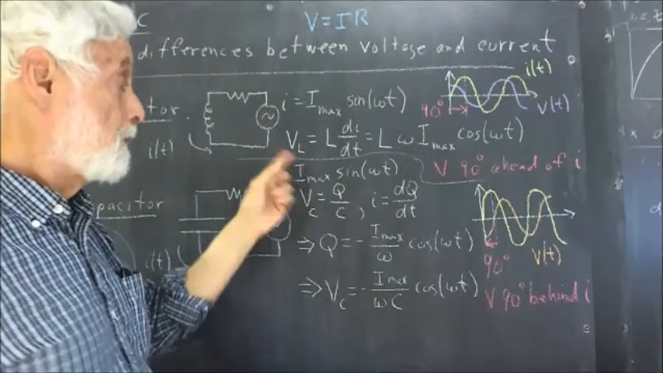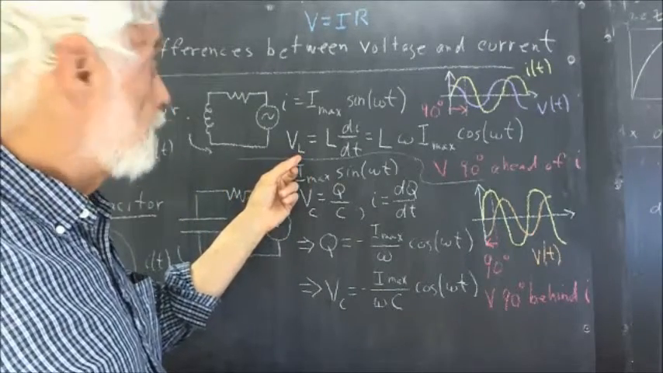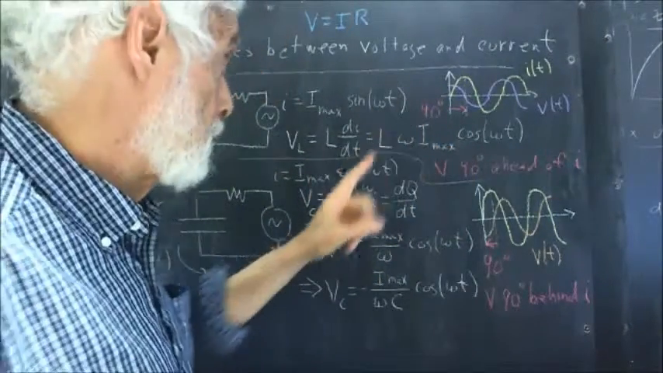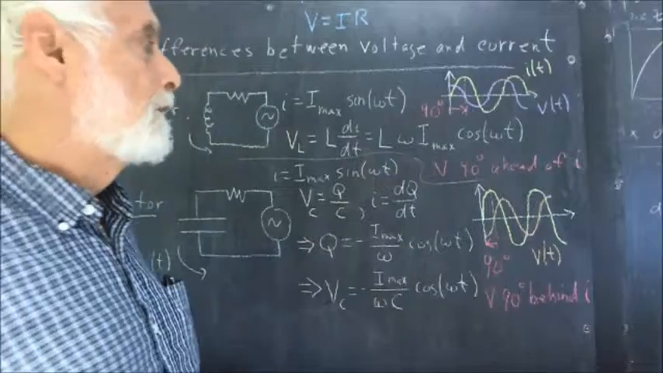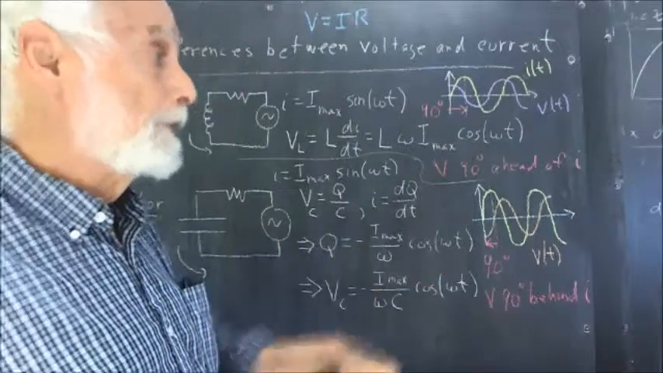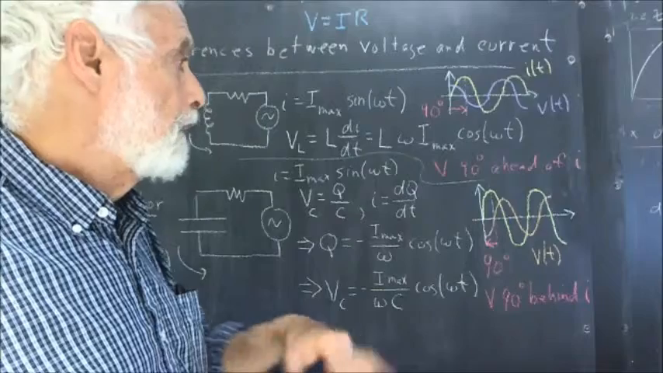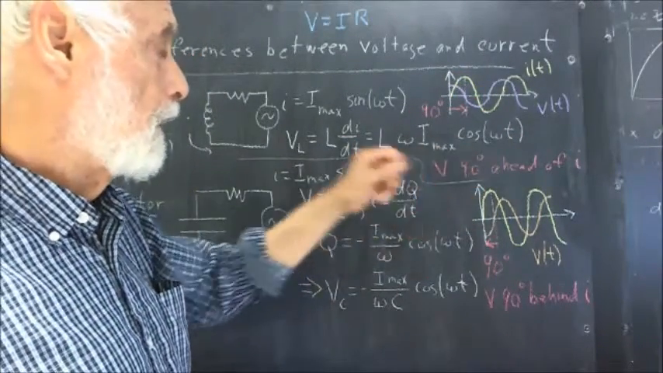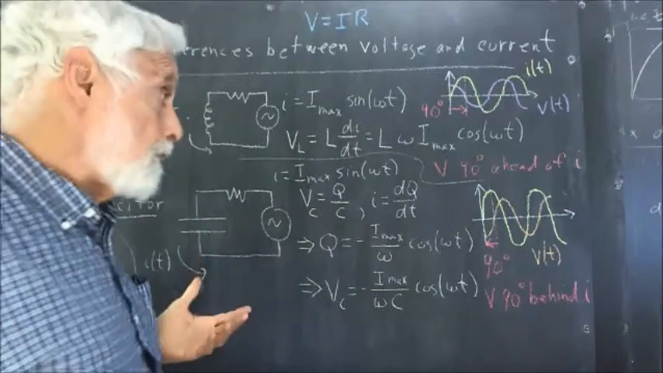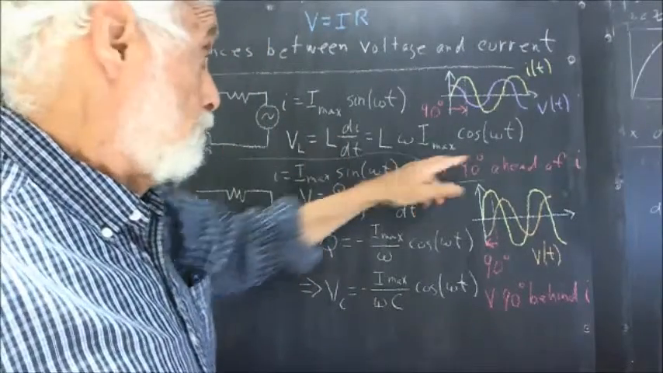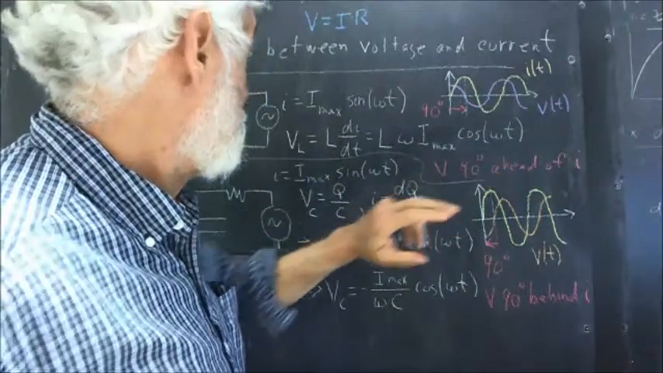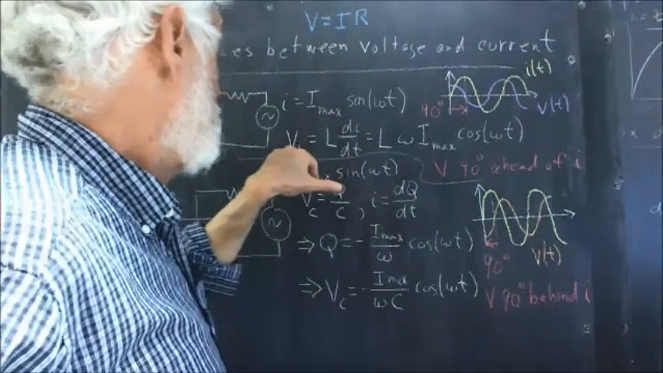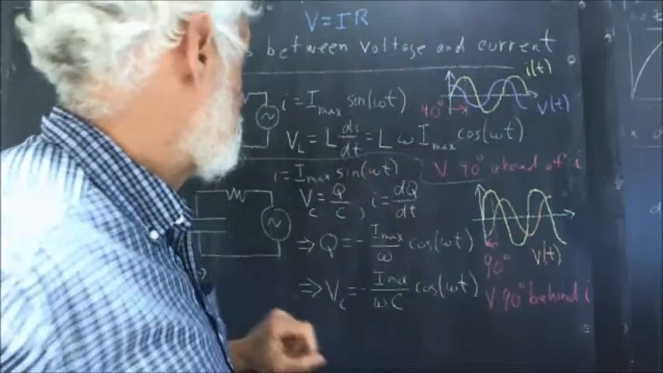Well, the maximum voltage across the inductor occurs when cosine of omega t is 1. Cosine of omega t is 1 and has magnitude 1 twice per cycle. It's 1 and then negative 1 in a cycle, like here and here. And of course that's multiplied by L omega I max. So if the cosine of omega t is 1, then we have the maximum value of the voltage right here. So the maximum voltage is L omega I max.